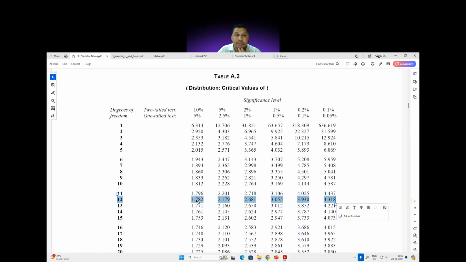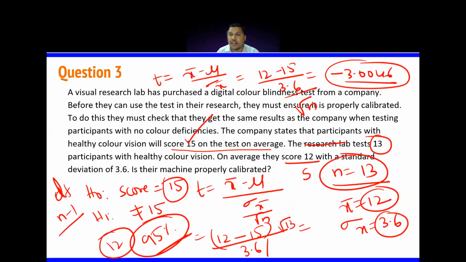1.782 is the table value. From this you can see this particular one is the table value. So now I will go here.